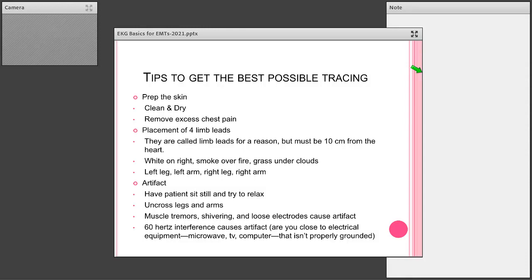Now, the first thing that you're going to put on the patient are the 4 limb leads. They're called limb leads for a reason.